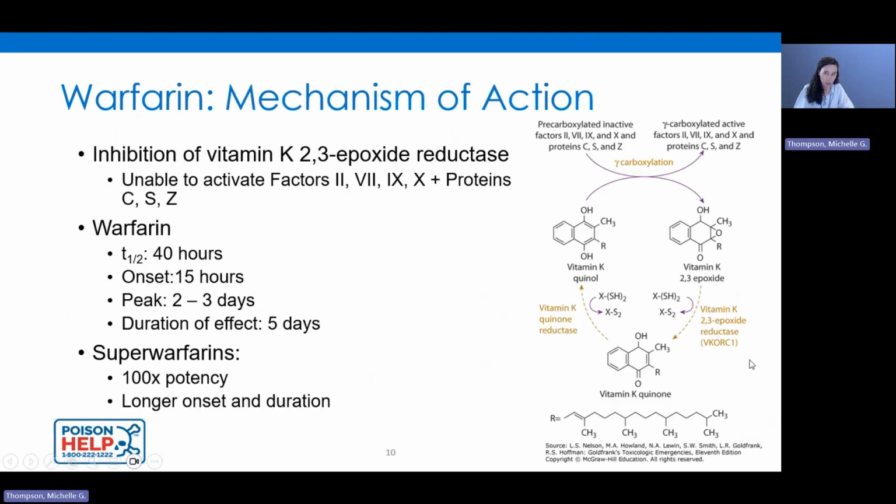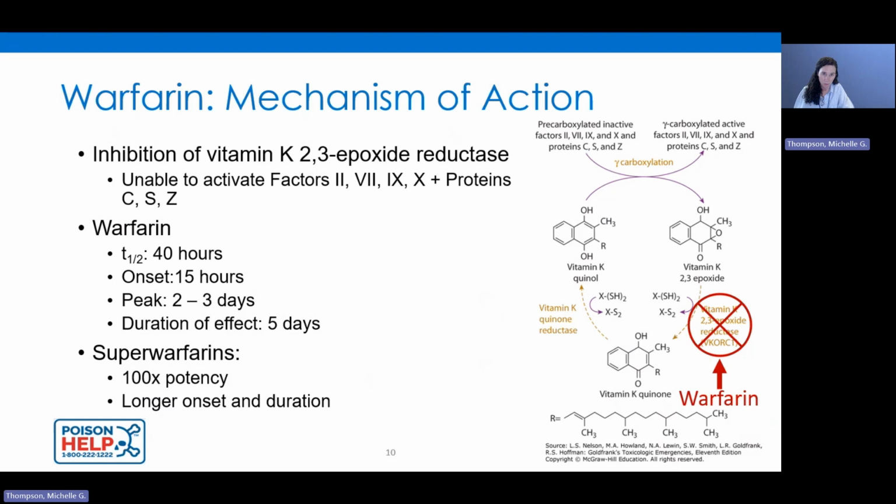Warfarin's mechanism of action is by inhibition of vitamin K 2,3 epoxide reductase, as you can see here. Ultimately, this leads to inhibition of the conversion of vitamin K epoxide to vitamin K quinone, which is needed to carboxylate various factors, those being factors 2, 7, 9, 10, and then protein C, S, and Z. Without this carboxylation step, these factors cannot be activated and subsequently do not function in the clotting cascade.